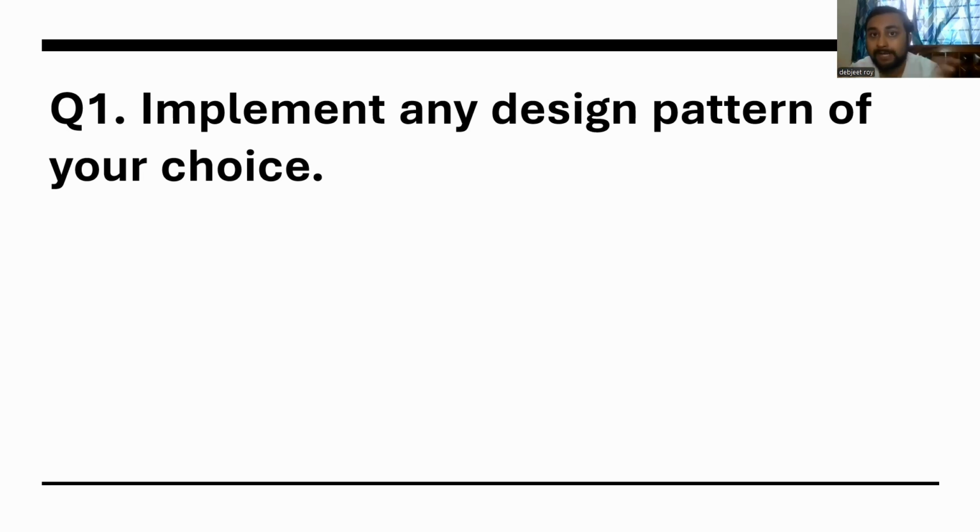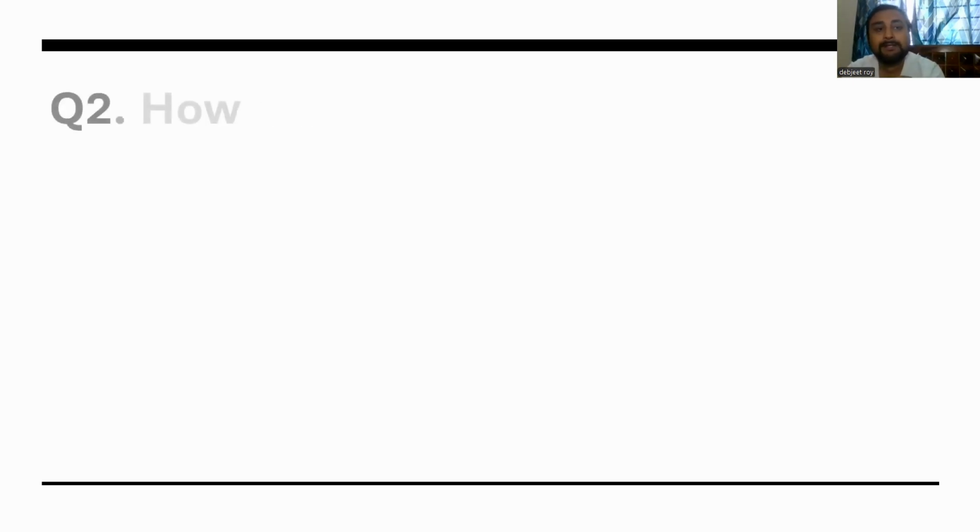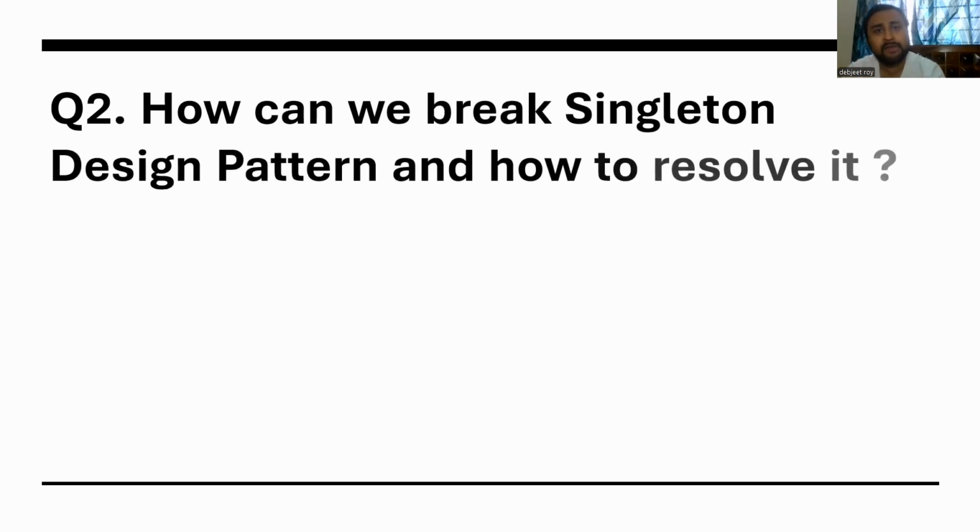So how will you resolve that? And third is via cloning. If you do cloning, it will create a different hash code altogether. So by these 3 means you can break the singleton design pattern. How can you resolve all of them? These are the questions that can be asked. The second question is how we can break it, which we have already discussed, and how we can resolve it.